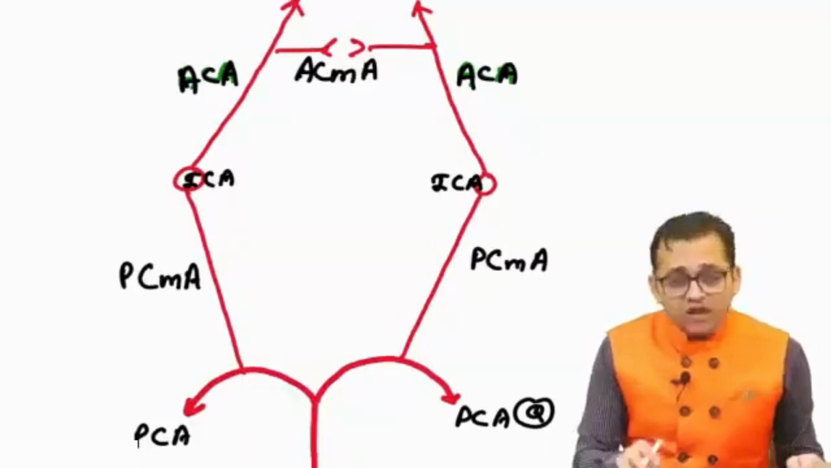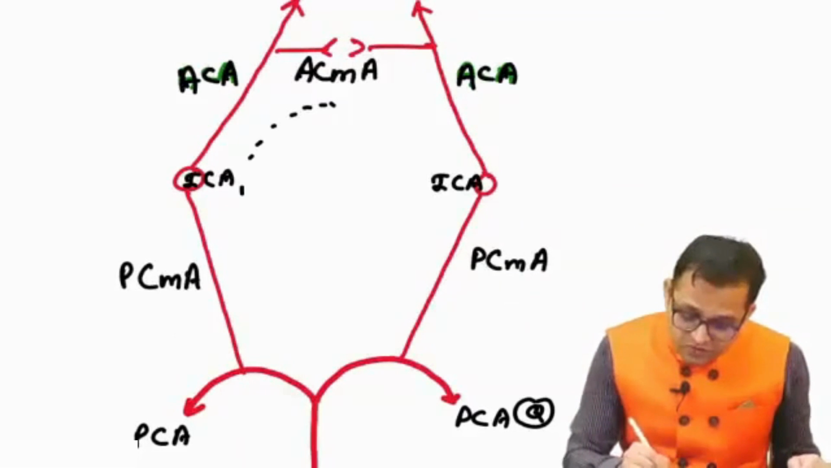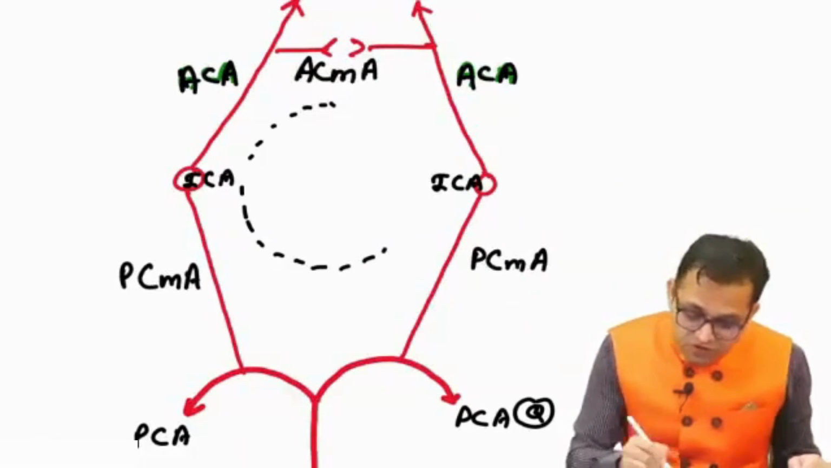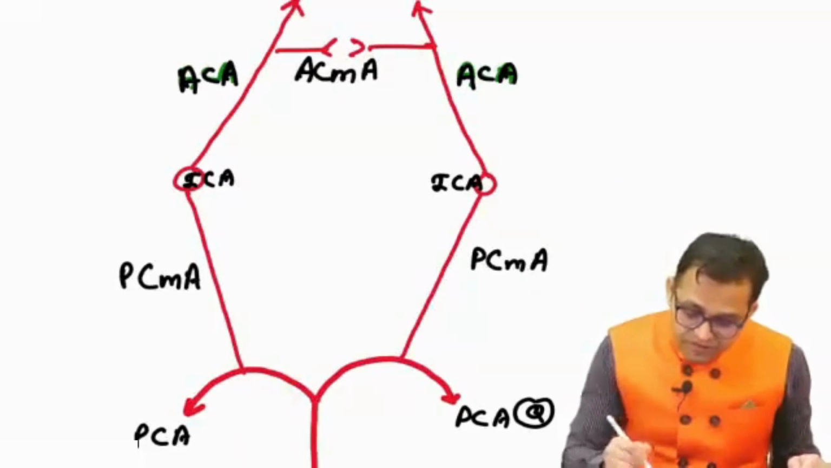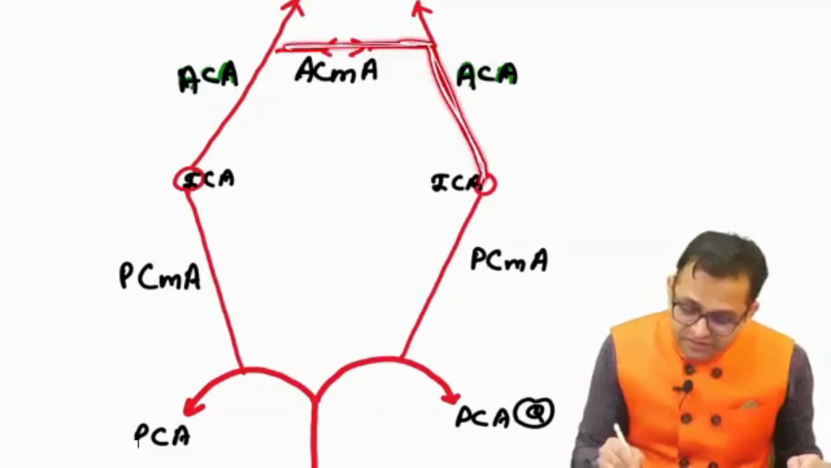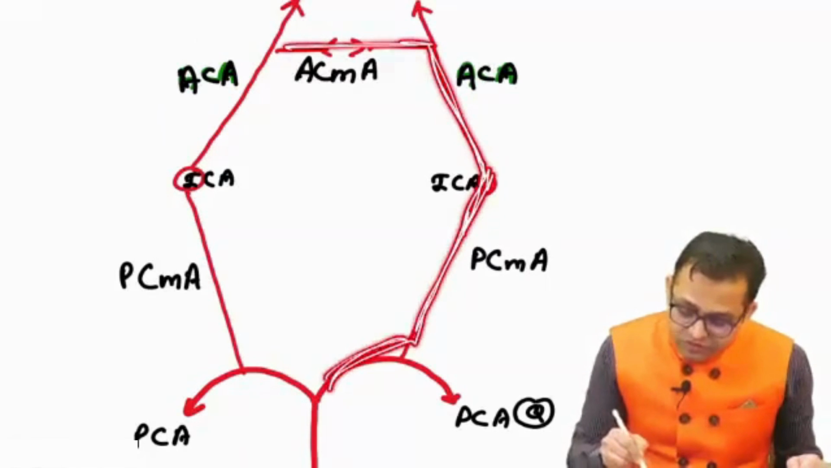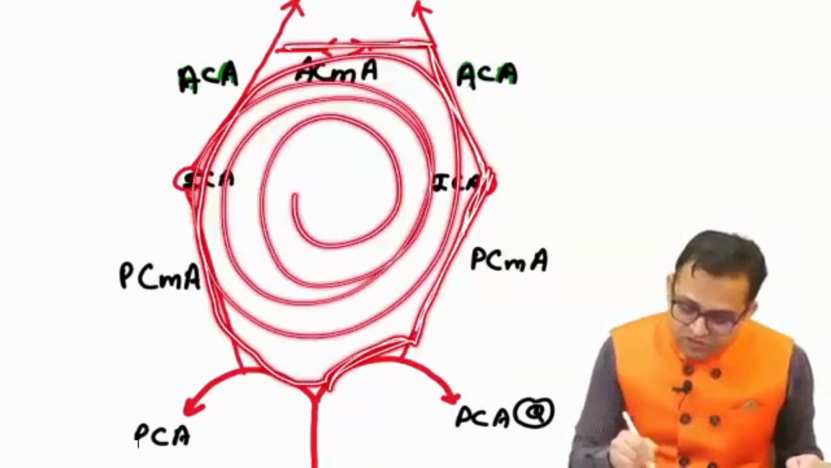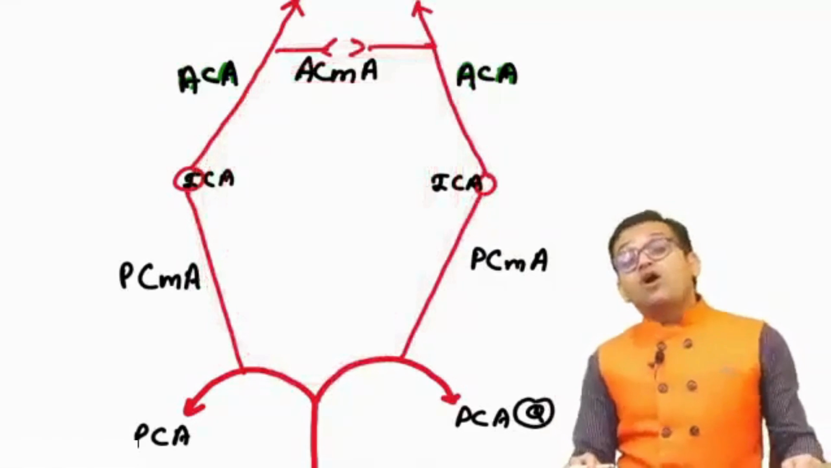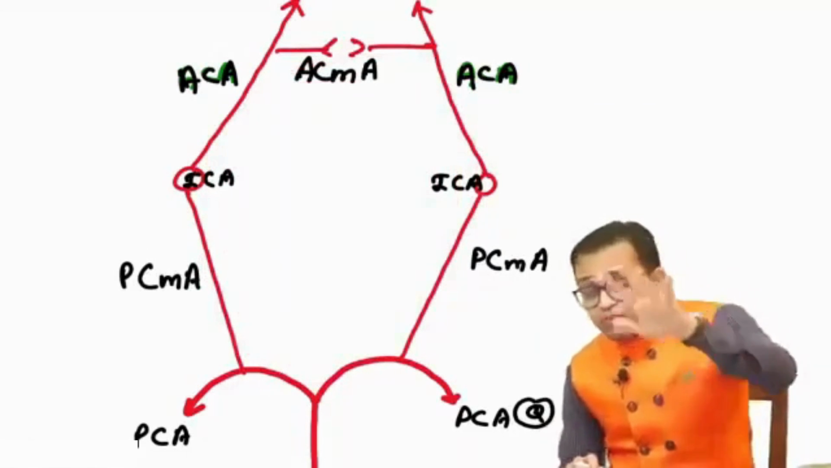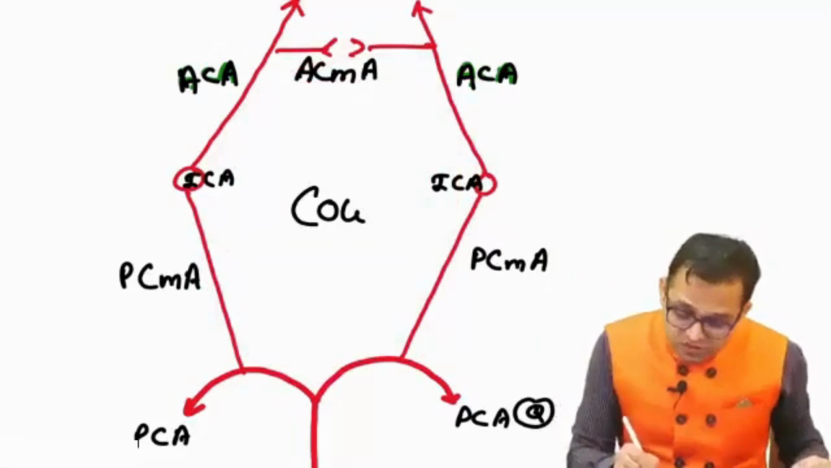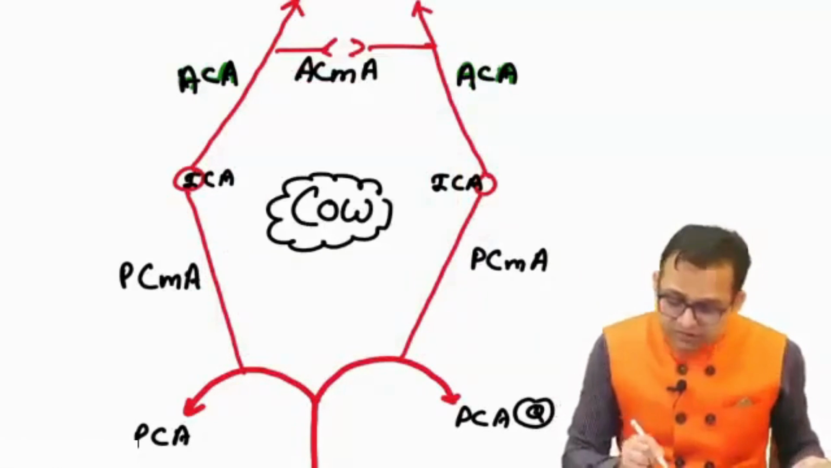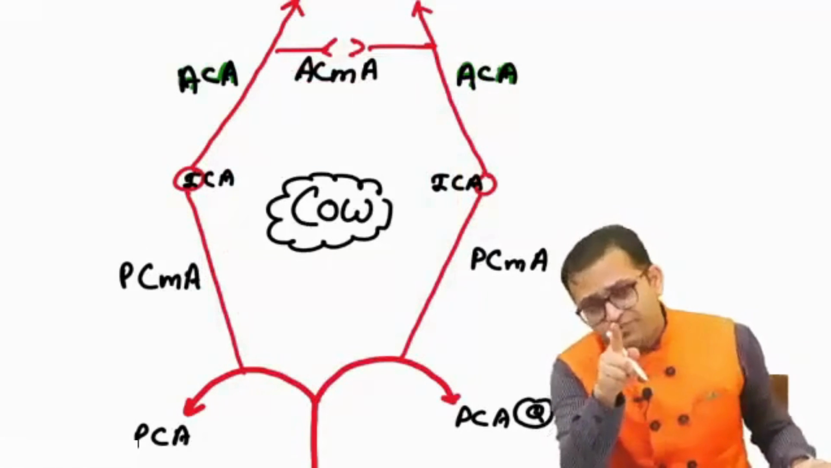Okay, sir. So now you can observe there is one circular anastomosis formed. Yes, circular anastomosis: anterior communicating, anterior cerebral, internal carotid, posterior communicating, and posterior cerebral artery with the same artery on the opposite side. So this circular anastomosis is known as Circle of Willis. 5 components of the Circle of Willis, COW. Yes, better remember, cow is very important.